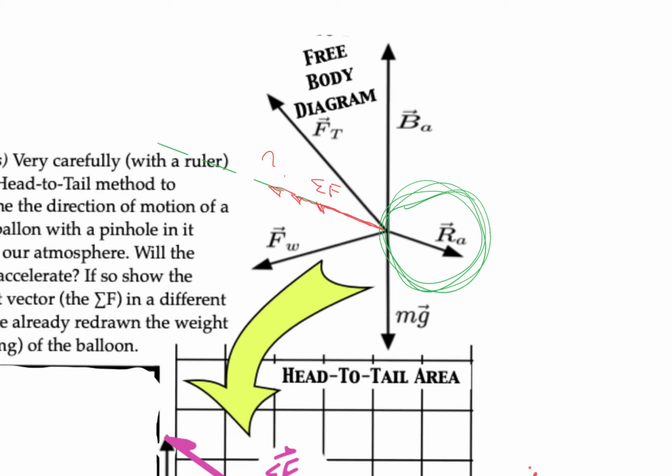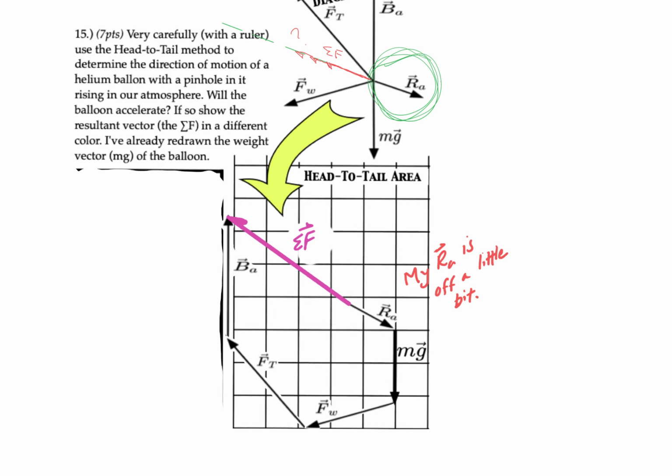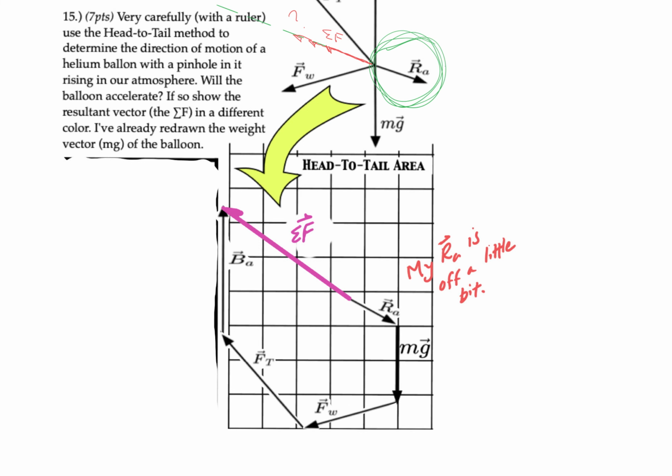Okay. And come down here. And when I do a head to tail, and like I say, my RA was off a little bit, my resultant, my summation of forces, will go from the very beginning, which is right here, to the very end, which is right here. And that would tell me this balloon is going to go in this direction. If I knew something about the mass of the balloon, and I knew a scale here, I could actually figure out how fast it'd be accelerating. Okay. All right, there you go.